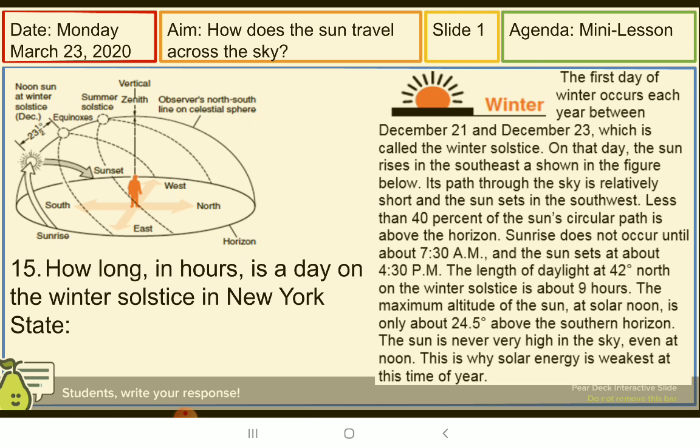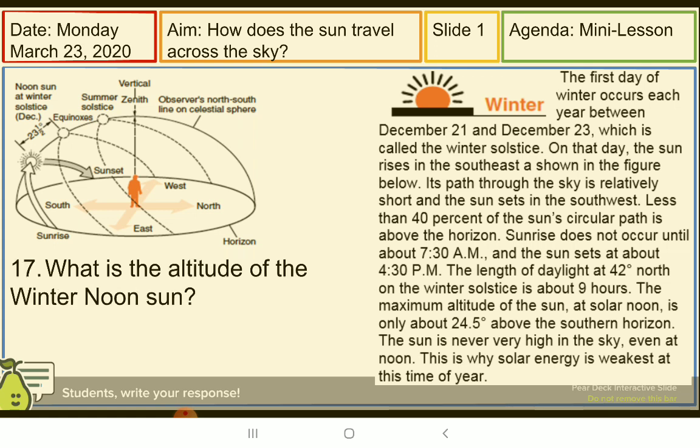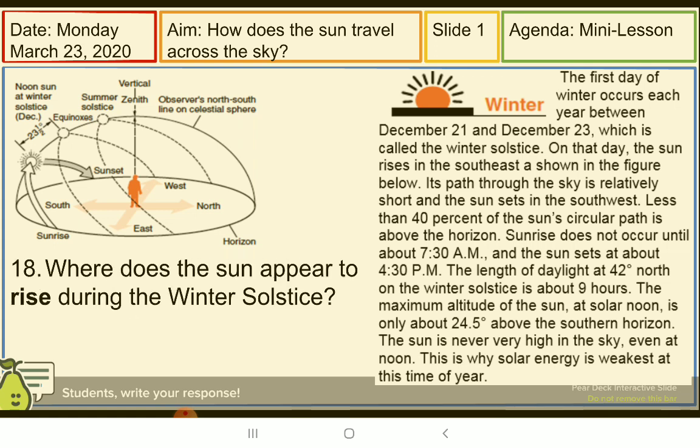So your questions are on the slides. 15, how long in hours is a day on the winter solstice in New York State? Ooh, we skipped to 23. Okay. What is the difference of the altitude of the winter noon sun and the spring or autumn noon sun? Maybe 24. What is the altitude of the winter noon sun? Where does the sun appear to rise during the winter solstice? Where does the sun appear to set during the winter solstice?